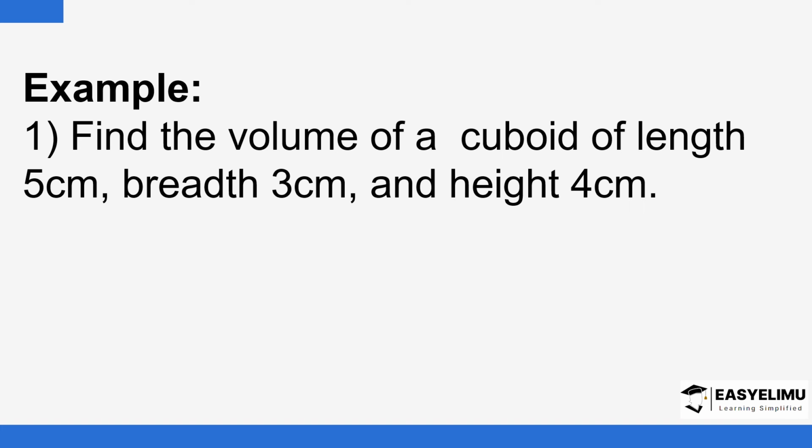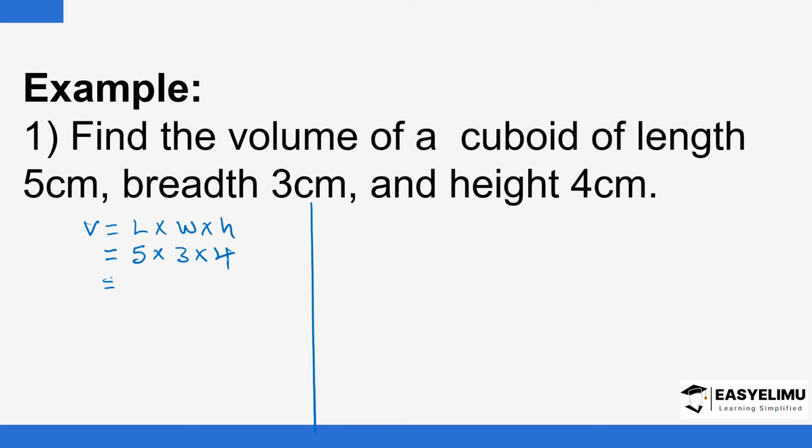We're starting with: find the volume of a cuboid of length 5 centimeters, breadth 3 centimeters, and height 4 centimeters. So how do you do it? You simply apply the formula. V is equal to L, which is length, times width times height. Length we are given as 5, width is given as 3, and height is given as 4.